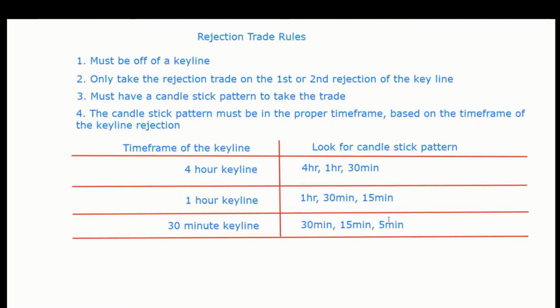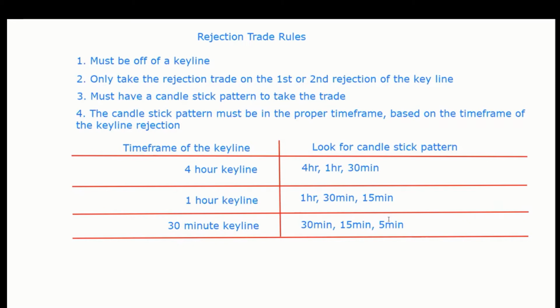So the smaller the time frame you go to, the better the entry you're going to get in most cases. Shorter stop loss is going to be in the 30-minute time frame. So think of it that way. If you're taking a 4-hour trade off a 4-hour key line in the 4-hour time frame, looking for a pattern in the 4-hour time frame, then you're going to have a much larger stop loss.